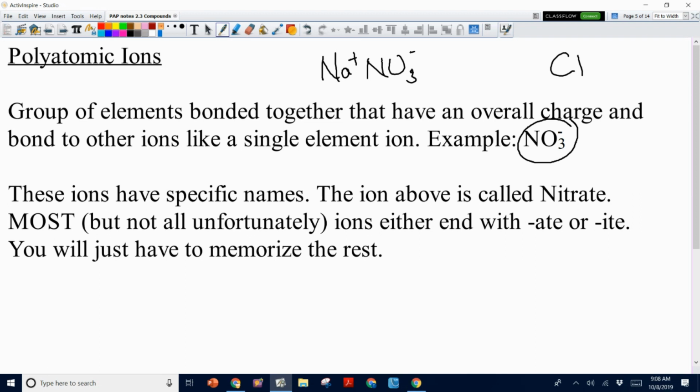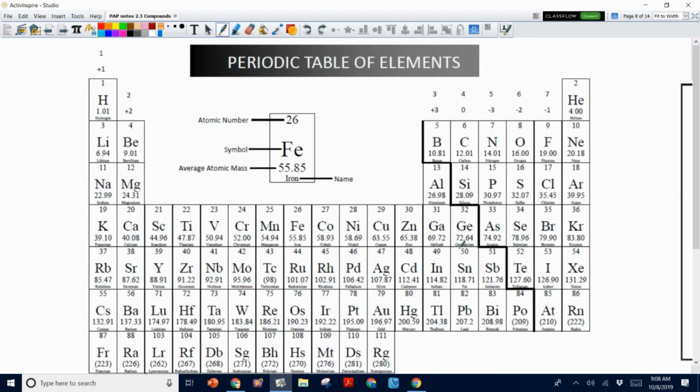All right, these ions have specific names. We don't change those. The ion is called nitrate, and that's this right here. Most but not all, unfortunately, polyatomic ions end in either ate or ite. The rest you're just going to have to memorize. All right, so let's look at some polyatomic ions.